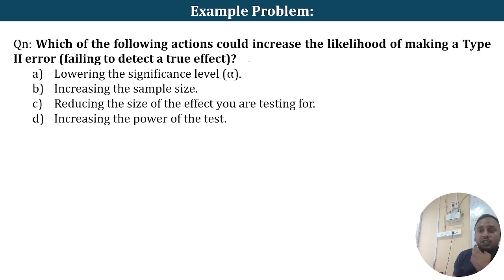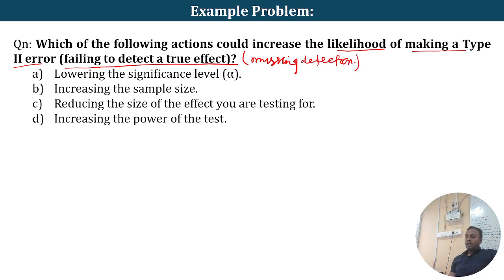Which of the following actions could increase the likelihood of making a type 2 error? Failing to detect a true effect means missing detection. Okay, how can we do it? I told you that type 2 error is inversely proportional to the type 1 error, meaning the level of significance. So type 2 error risk can be increased when alpha is lower. So it means correct.